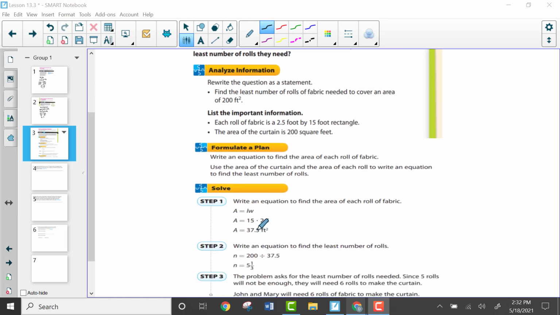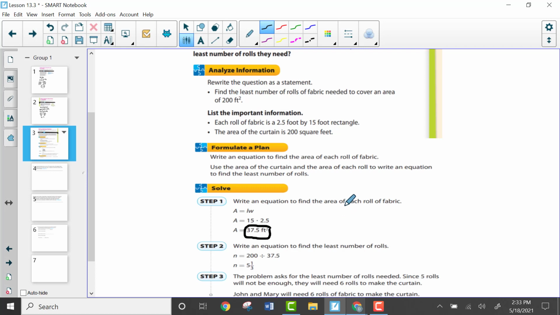Now we need to formulate a plan. So you write the equation to find the area of each roll of fabric. And we want to use the area of the curtain and the area of each roll to write an equation to find the least number of rolls. So the first thing we do, find the area of each roll of fabric. So it's 15 times 2.5. So that gives us 37.5 feet squared for each roll of fabric.